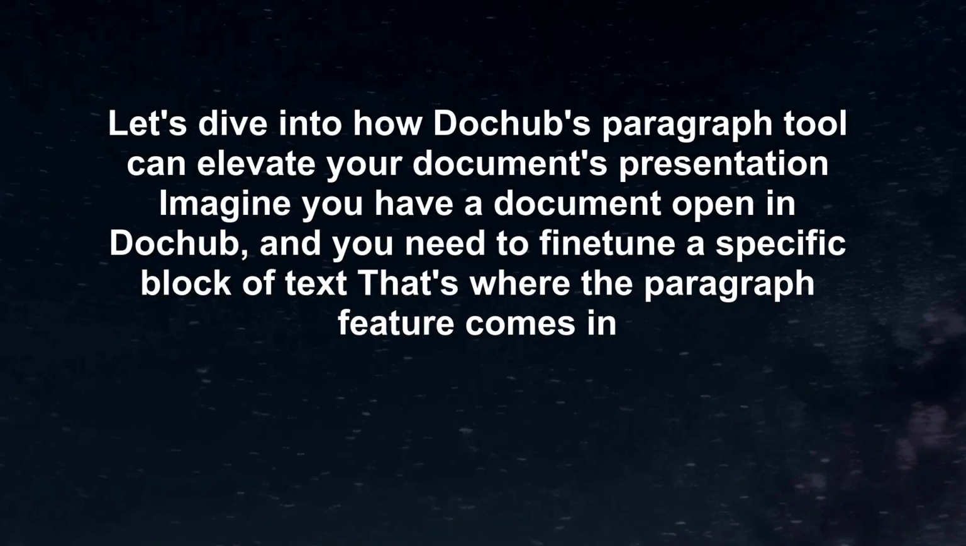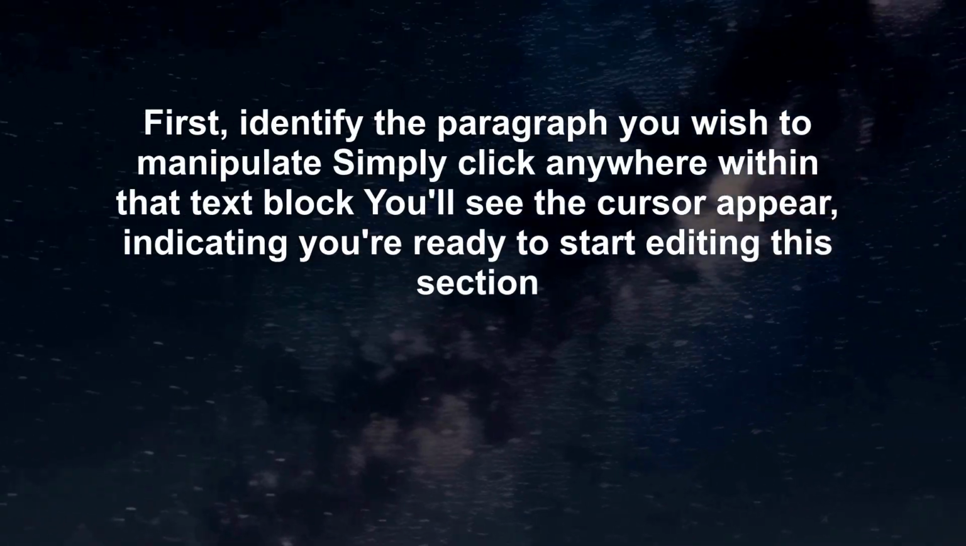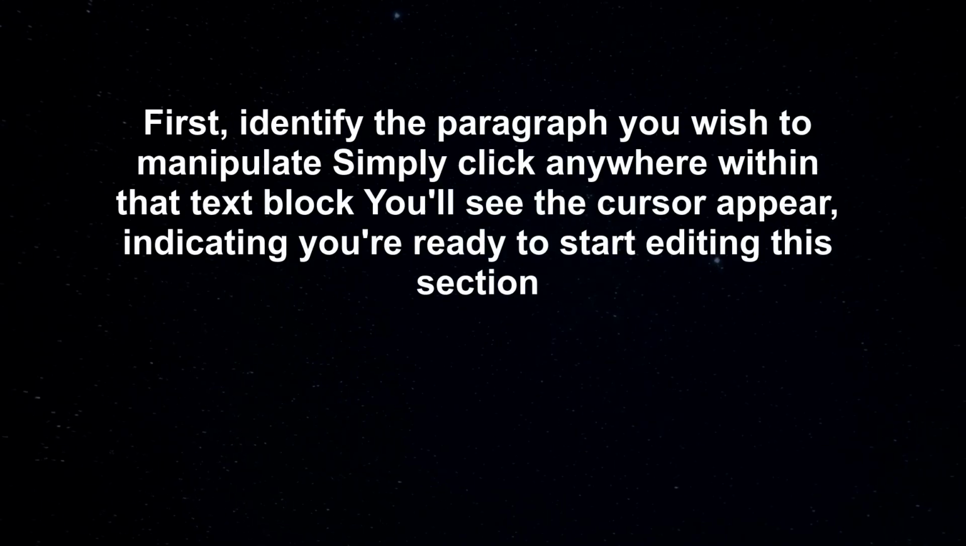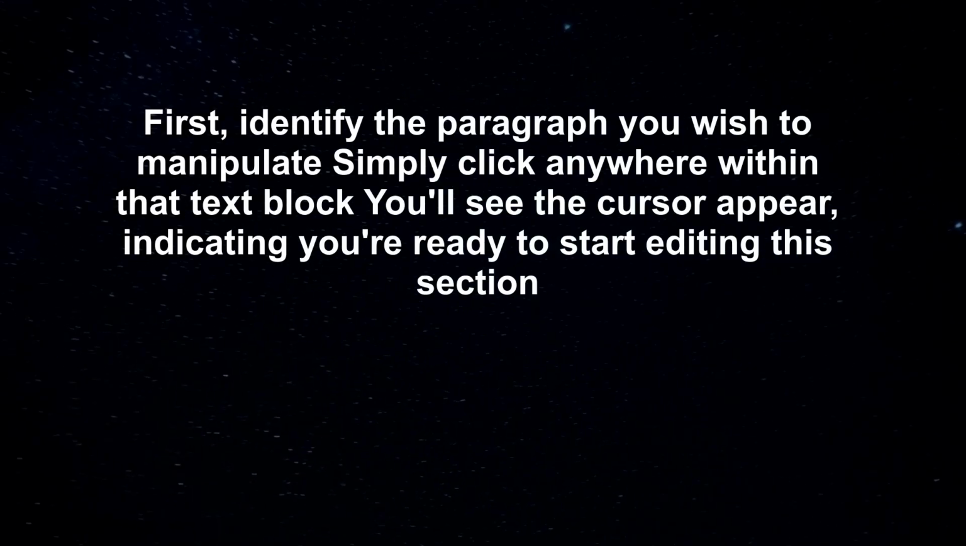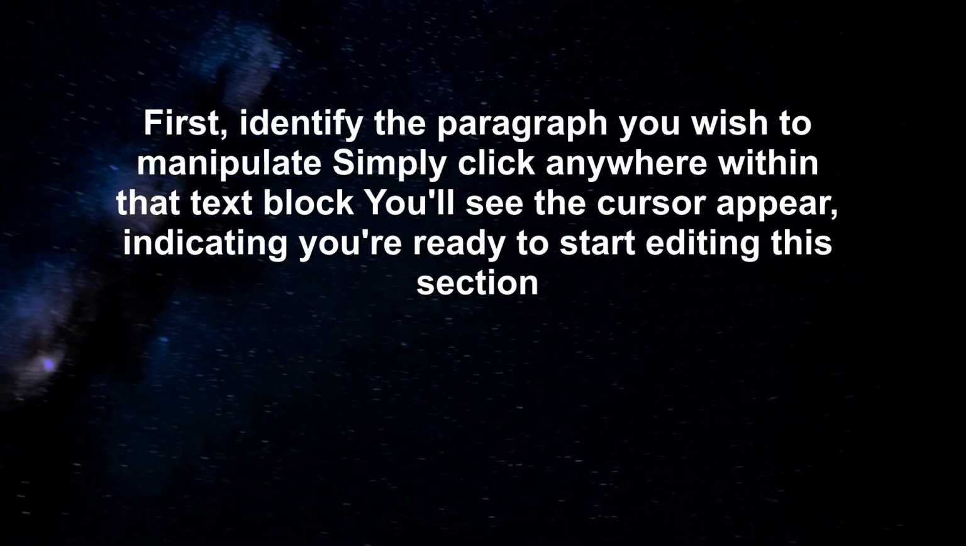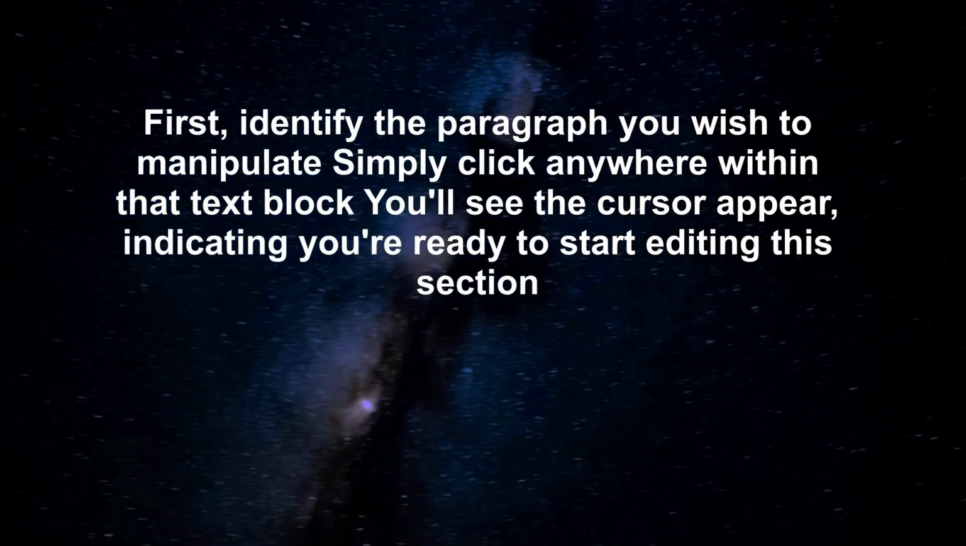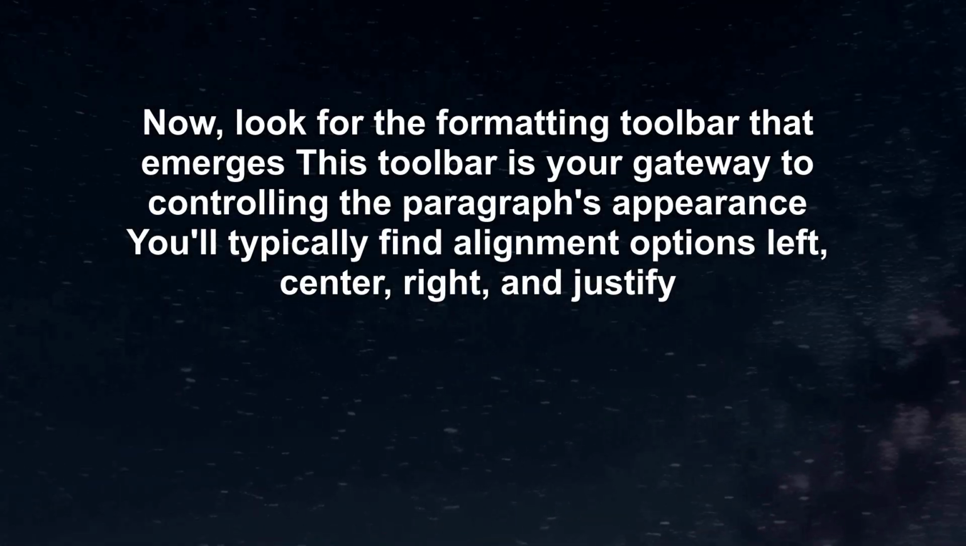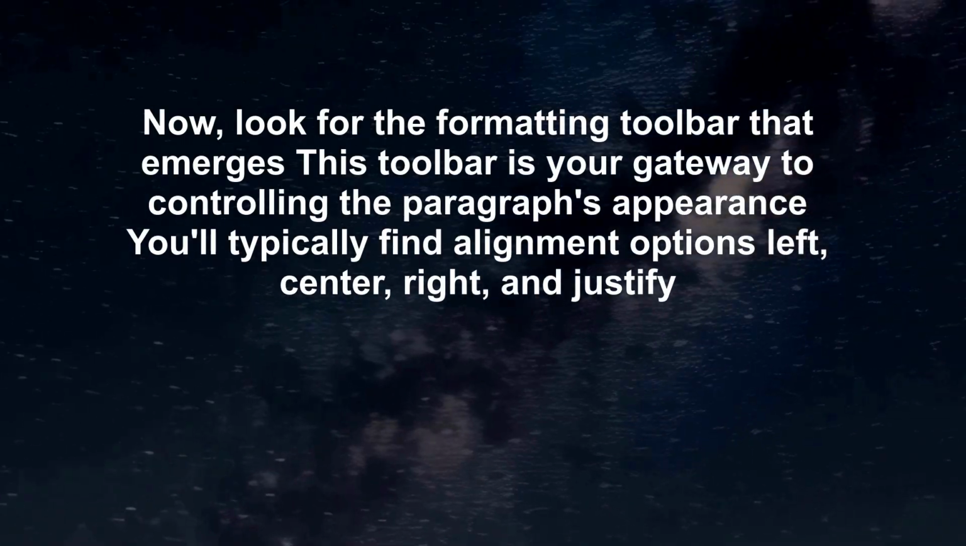That's where the paragraph feature comes in. First, identify the paragraph you wish to manipulate. Simply click anywhere within that text block. You'll see the cursor appear, indicating you're ready to start editing this section. Now, look for the formatting toolbar that emerges. This toolbar is your gateway to controlling the paragraph's appearance.